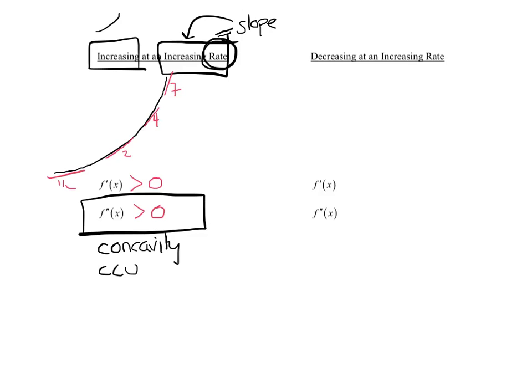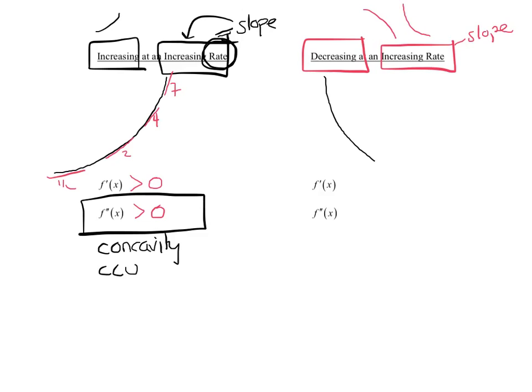Decreasing at an increasing rate. So again, break it down. Decreasing means your function is going down. Okay, so it can be going down either concave up or concave down, but this time, an increasing rate again means that my slopes are getting larger. And if you're not sure, try to draw it two different ways. Let's say we think it looks like this. Let's just check our slopes.